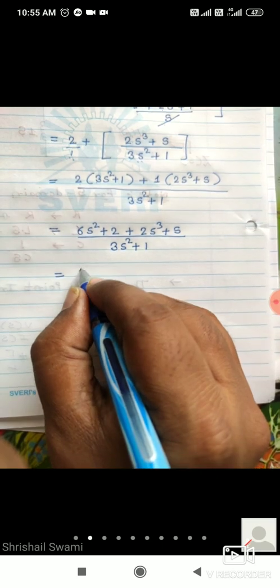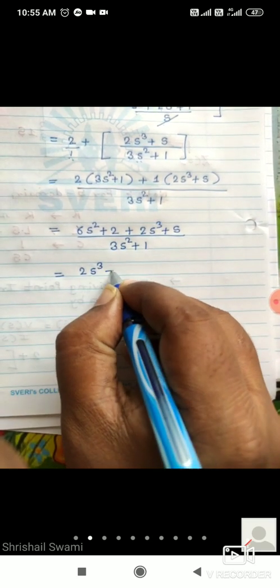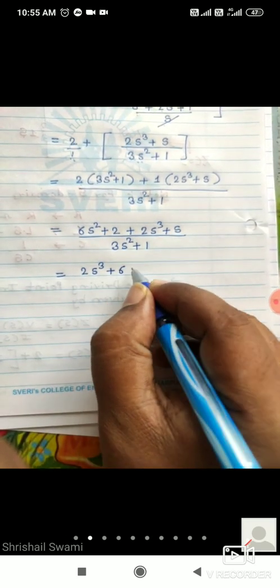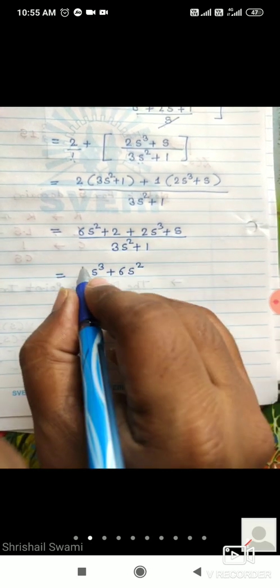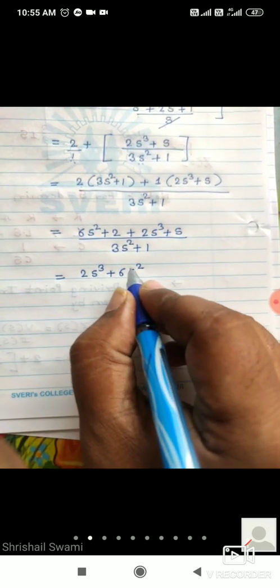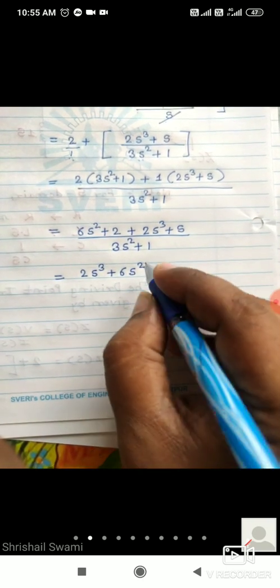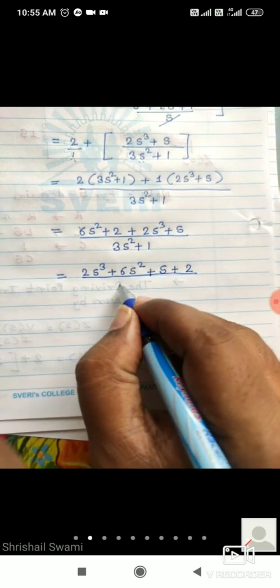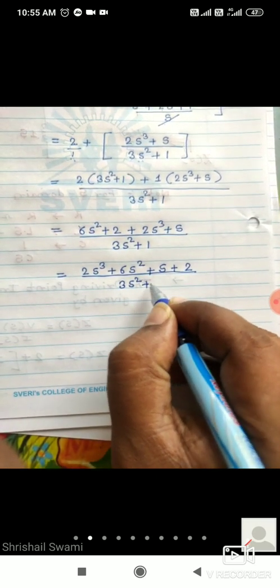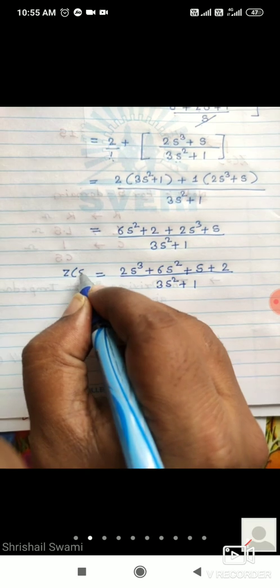Now next one, arrange with higher order of s. So s cube is there, that is 2s cube first of all, then s square, that is 6s square. Arrange in decreasing order of s cube, s square, s, then s raised to 0. Then s will be there, then 2, divided by 3s square plus 1. So this is your answer of Z of s.